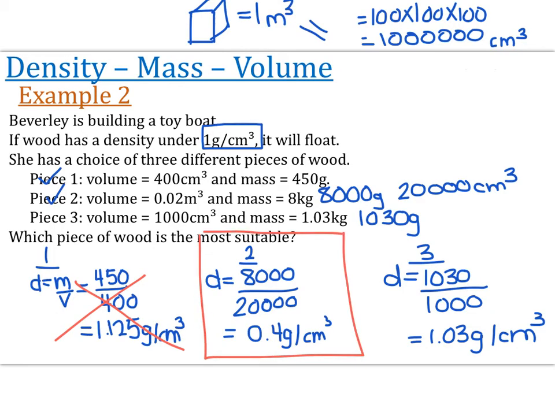So this one is really close. Piece 3 is really close, but it's too much. It has to be under. Okay, and then there you go. That is that question done. That is a monster of a question. Let's look at another one.